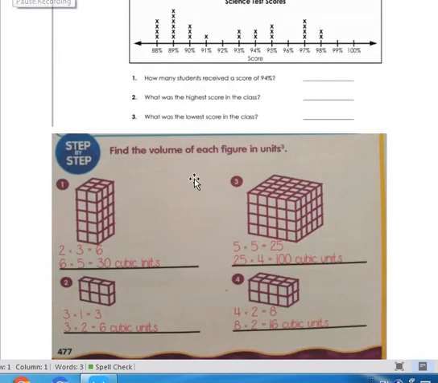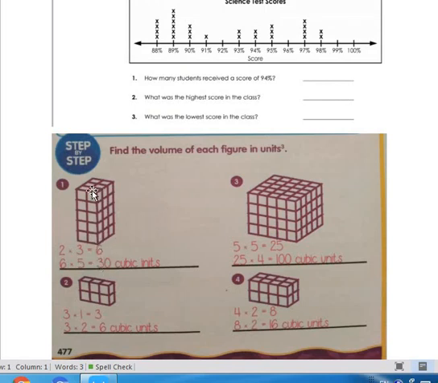Okay, here: find the volume of each figure in cubic units. Here I have 1, 2 times 3, 1, 2, 3. So here 2 times 3. This is volume of prisms by models. Here 2 times 3 equals 6.